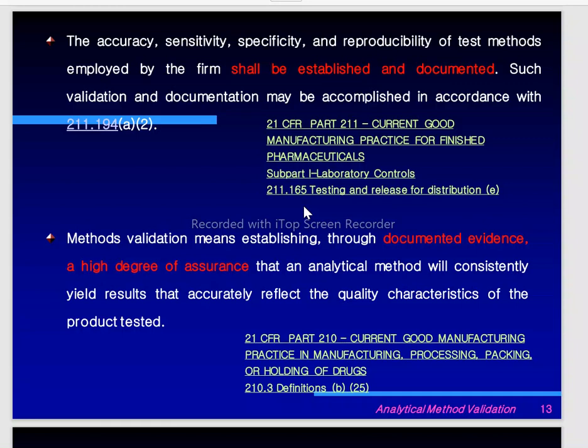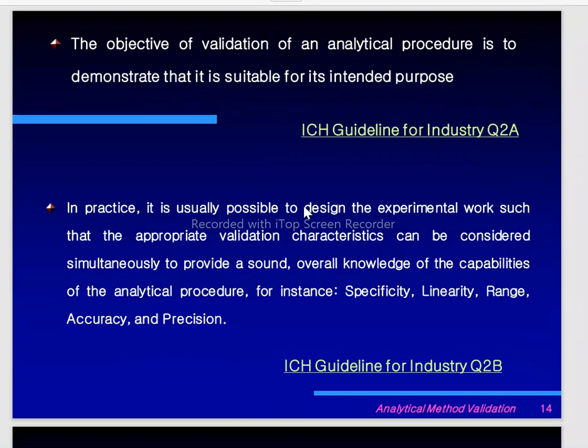What is method validation? Just the definition I will give you. Method validation means establishing through documented evidence a high degree of assurance that an analytical method will consistently yield results that accurately reflect the quality characteristics of the product tested. Okay, this is the definition of analytical method validation. The objective of validation of an analytical procedure is to demonstrate that it is suitable for its intended purpose, as per the ICH guideline for industry Q2A.